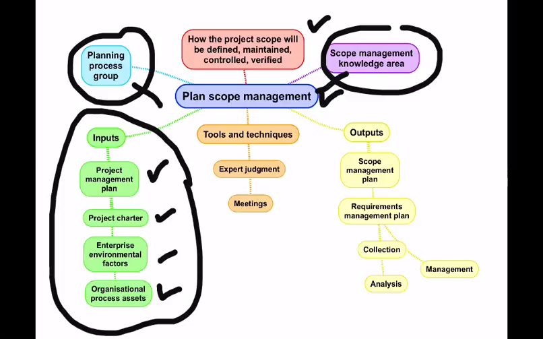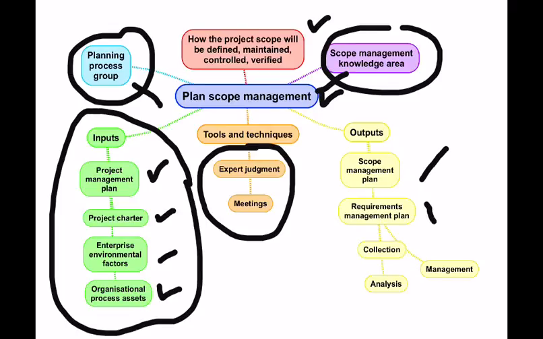And the tools and techniques we use are expert judgment and meetings, and the outputs are the scope management plan and the requirements management plan. The scope management plan talks about how the scope will be baselined, what tools we'll be using, who can change the scope, what is the procedure that needs to be followed to change the scope, those kinds of things. And then we have the requirements management plan.